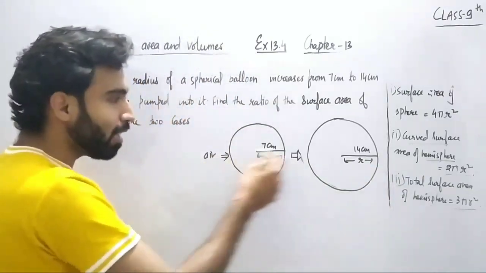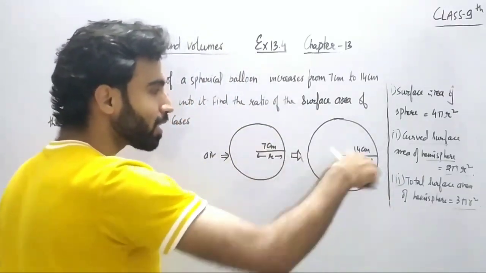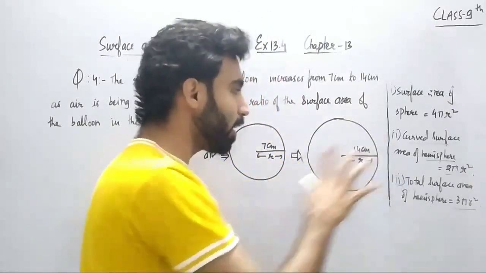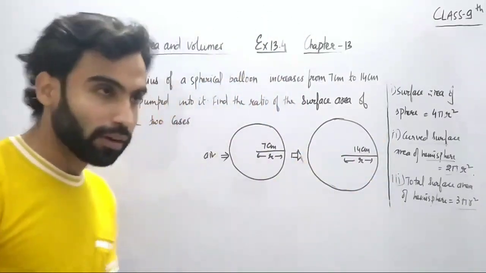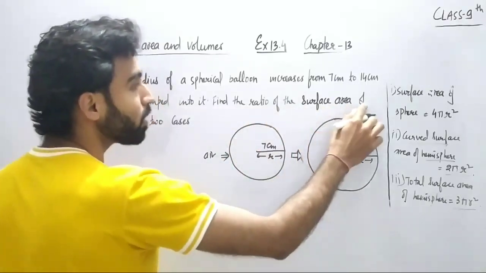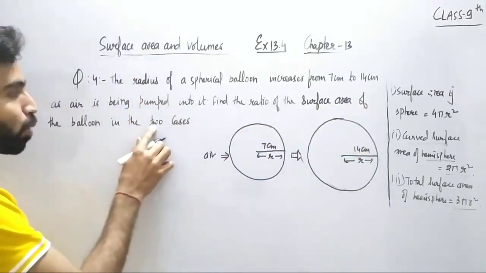So जैसे एयर डाली तो जो आप देख सकते हैं इसका रेडियस है बैलून का, you can see in a form of a sphere, वो बढ़ गया, right? Because the air is being pumped in. Now further we have to find the ratio of surface area of the balloon in the two cases, right?